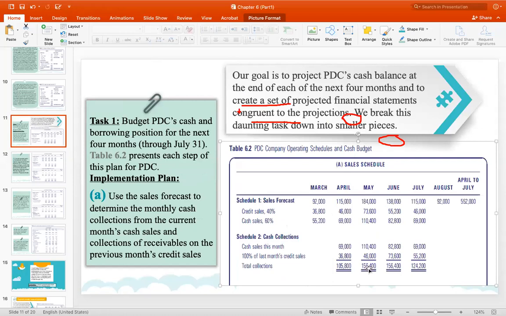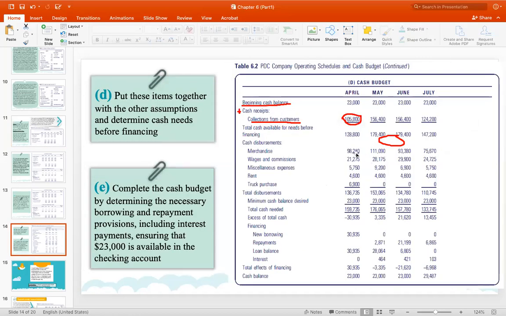Please don't confuse this number with the sales. This is about how much money you have actually collected, because part of our sales is collected in cash and another part is on credit. So total collections represents only how much of the sales we actually collected in cash by the end of each month. And so on; we have here June and July and so on. So this is the total collections of cash from our customers.